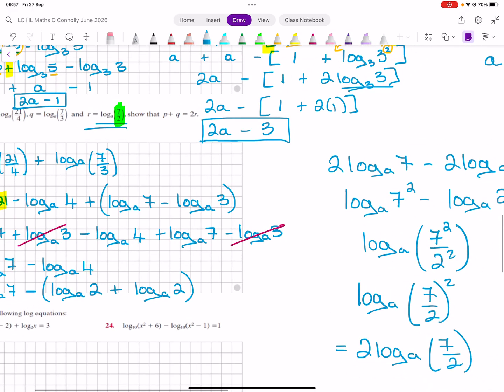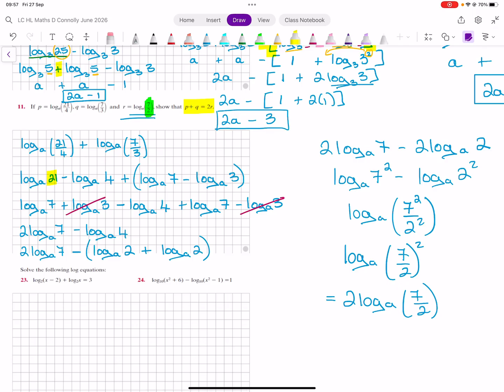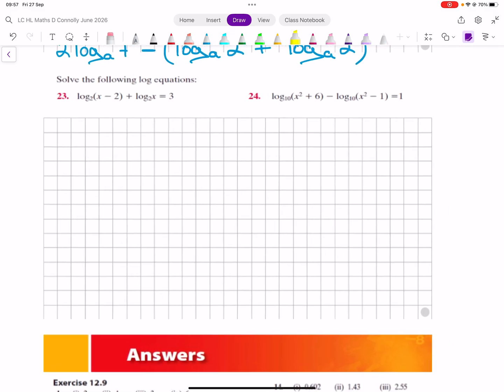And if you actually read the question, P plus Q needs to equal 2 or. That's exactly what I have. Or is log to the base a of 7 over 2, and I have 2 log to the base a of 7 over 2. So I have 2 or. So I did it. The importance of reading the question.